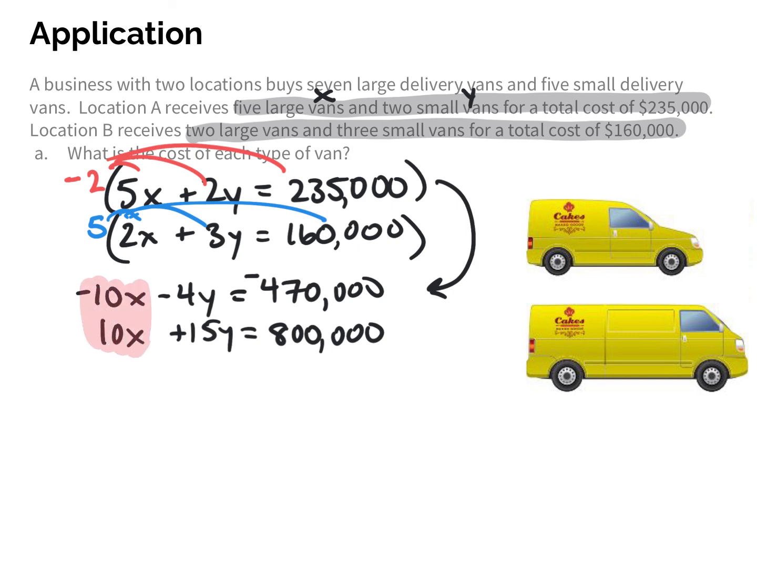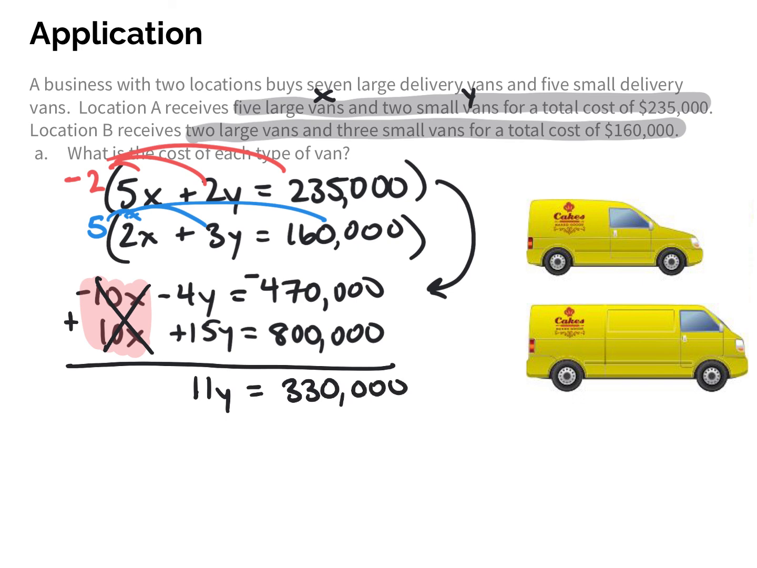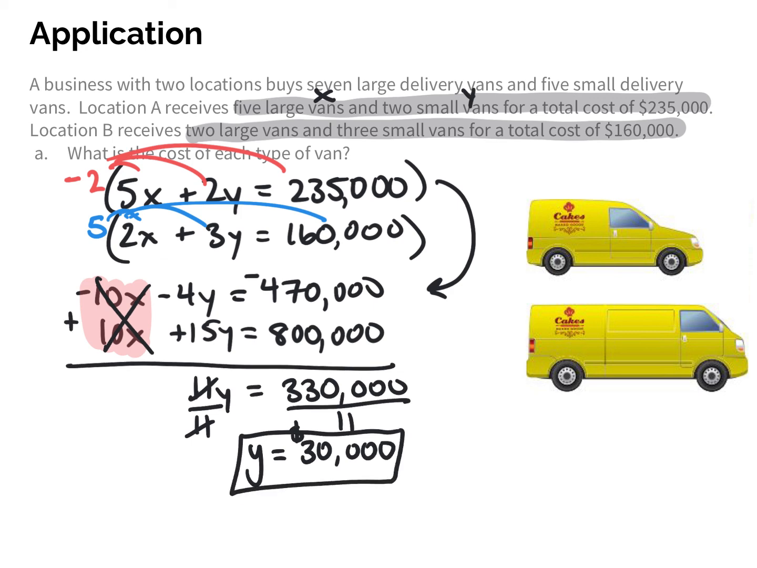Now I have my two equations set up so that the x values are going to cancel out. When I add these together, -10x and 10x cancel. Everything else will work out pretty. So -4y and 15y give me 11y. Those two big numbers added together give me 330,000. Nice. Then solving for y, I divide both sides by 11, and I get y equals 30,000. Fantastic. $30,000 for y, which is the small van. That makes sense. Now our goal is to figure out the cost of the large van, so that would be x.